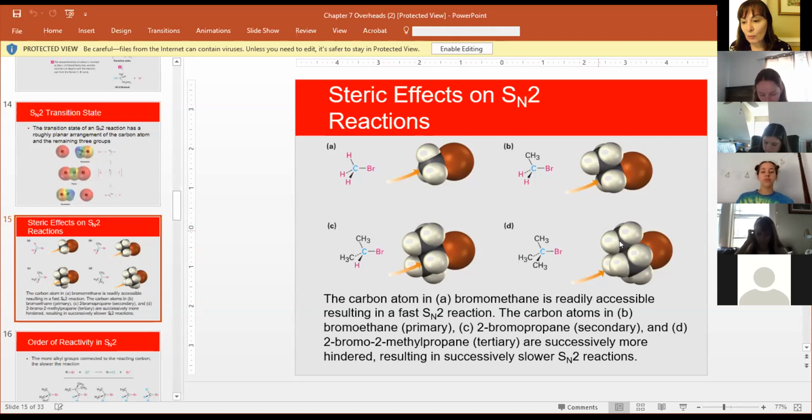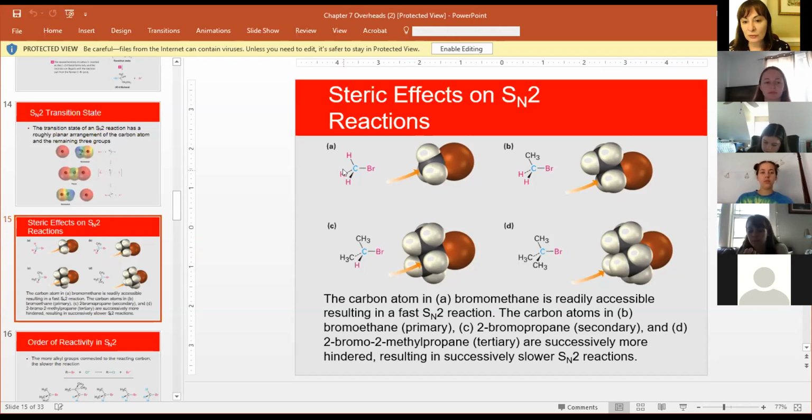And finally, what's going on with D? Who wants to explain what happens with D? What does that reactive side look like to you? It's very crowded, so it's going to be a lot harder. Tremendously crowded. So do you think that a nucleophile could actually sneak in here and get this reaction done? Probably not. And that's why we have substrates that are good for SN2 reactions and substrates that are better for other kinds of reactions that we're going to learn later, like the SN1 reaction.